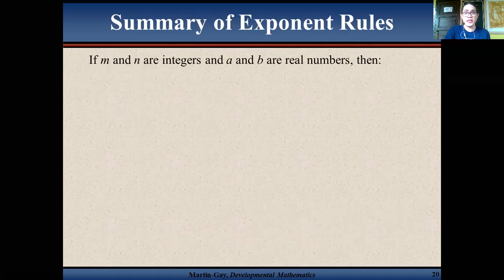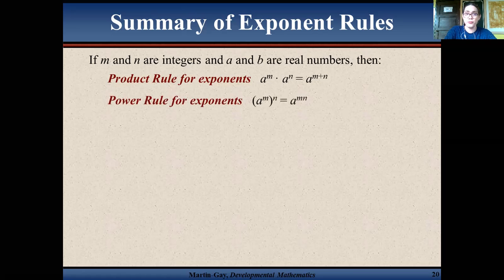So now, in summary of the exponent rules, if m and n are integers and a and b are real numbers, then we can say that for the product rule for exponents, a to the power of m times a to the power of n is equal to a to the power of m plus n. For the power rule for exponents, a to the power of m raised to n is equal to a raised to mn. And for the power of a product, quantity ab to the power of n will give you a to the power of n times b to the power of n.